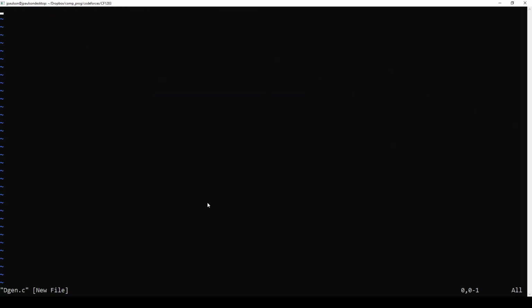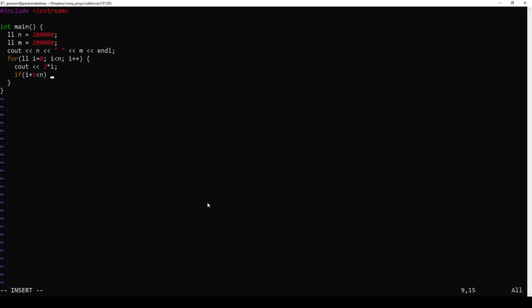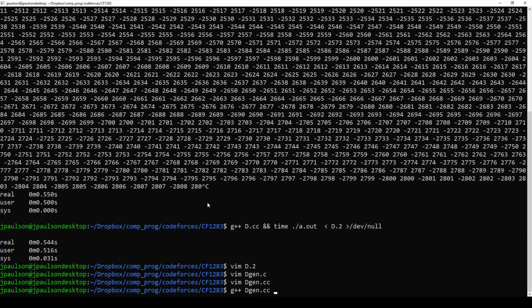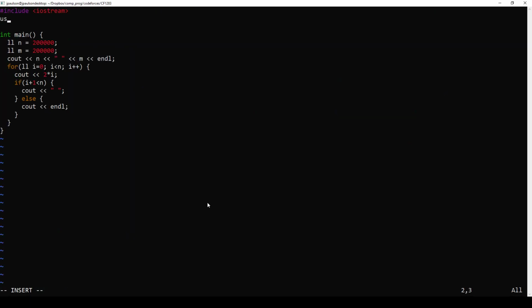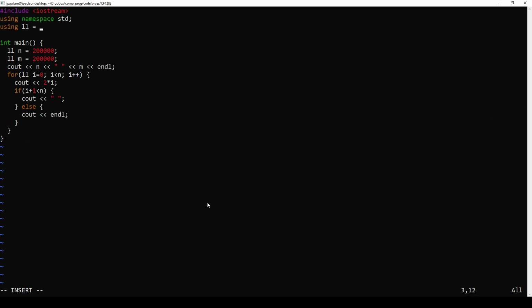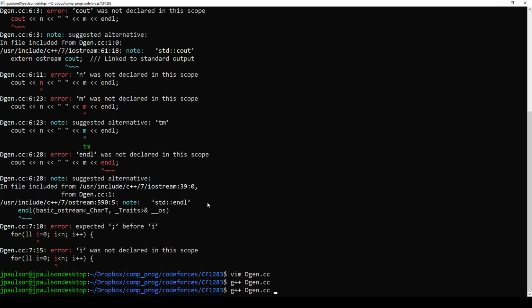We just make a generator for this, because we're going to want to try some big cases. So I'm writing a program to generate test case files, bigger test case files. Obviously we don't want to type in 200,000 numbers by hand. And I forgot about namespace std and defining LL. Okay, now we can run.